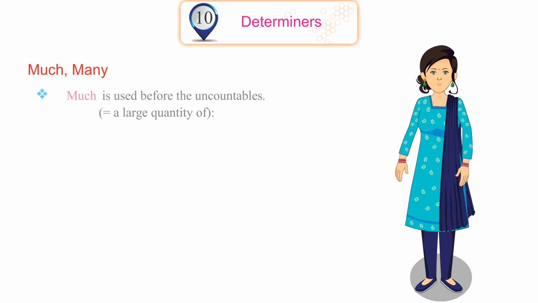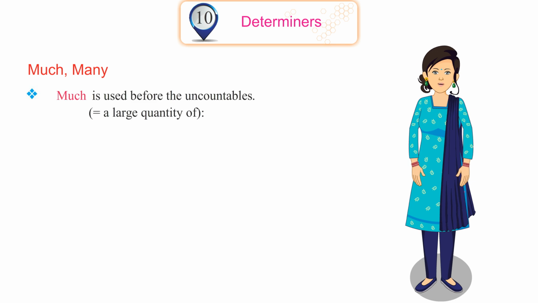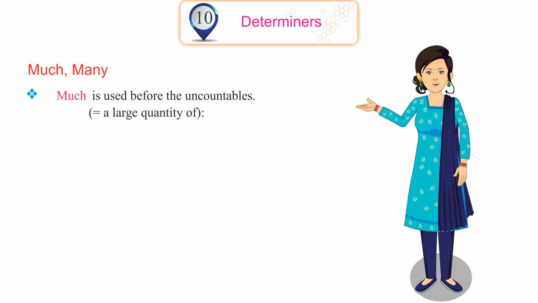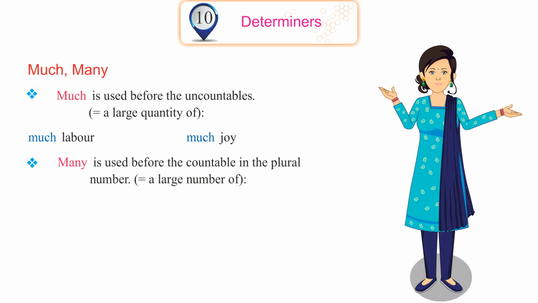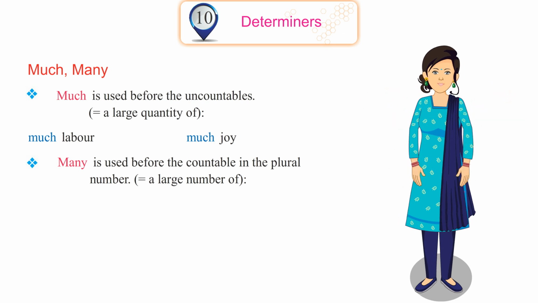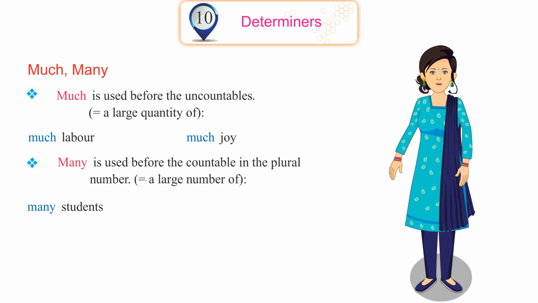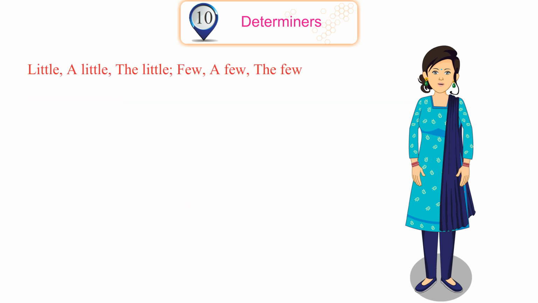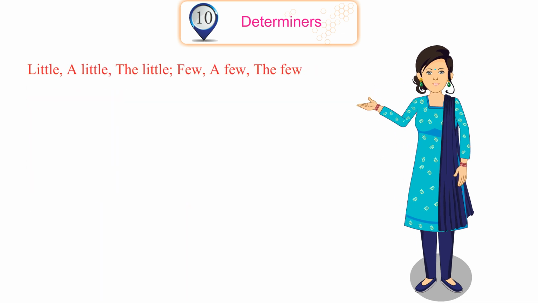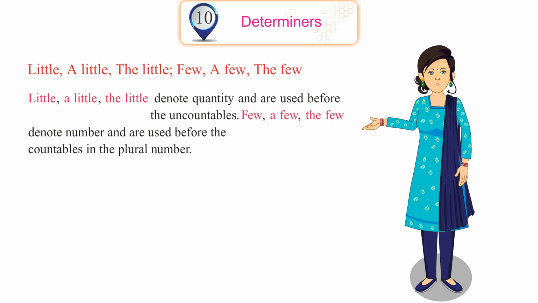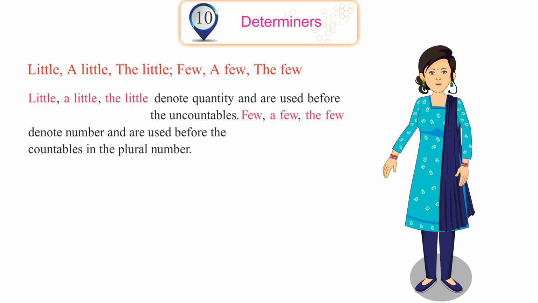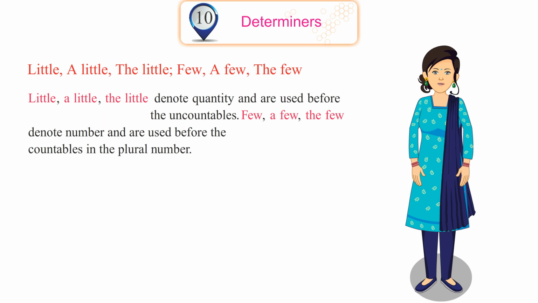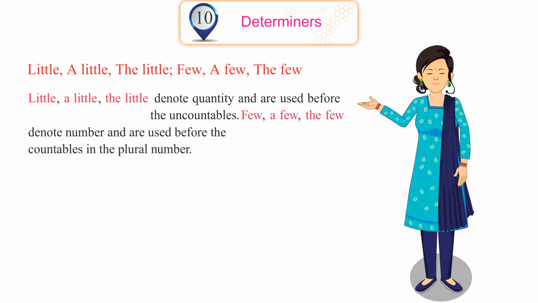Much, many. Much is used before the uncountables, a large quantity of: much labor, much joy. Many is used before the countable in the plural number, a large number of: many students, many artists. Little, a little, the little, few, a few, the few. Little, a little, the little denote quantity and are used before the uncountables. Few, a few, the few denote number and are used before the countables in the plural number.